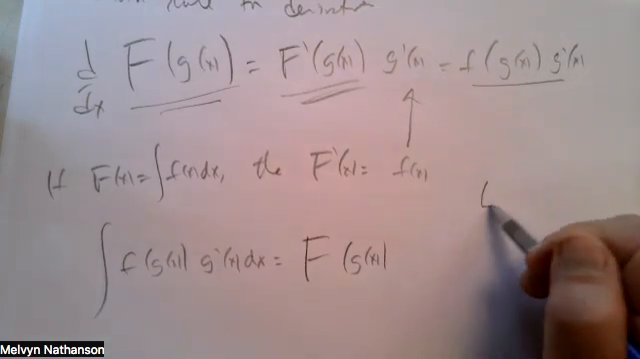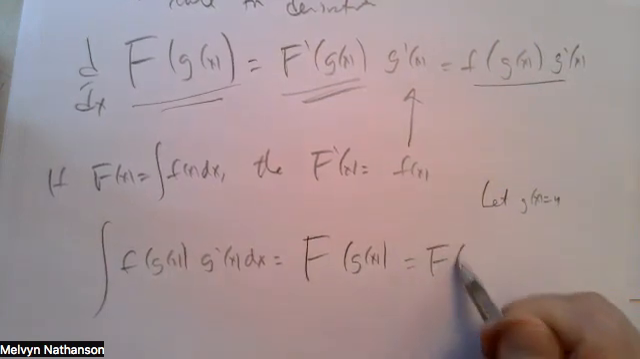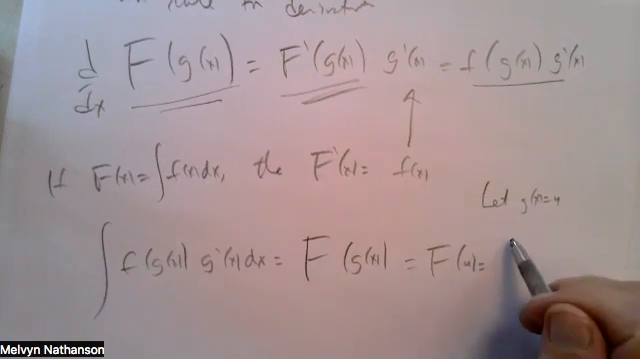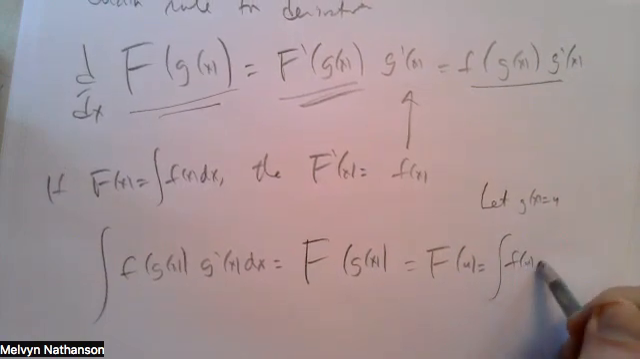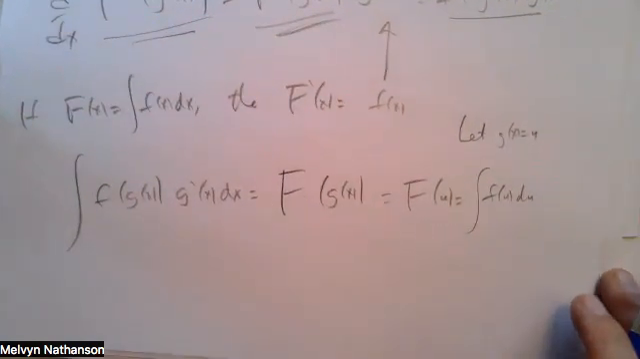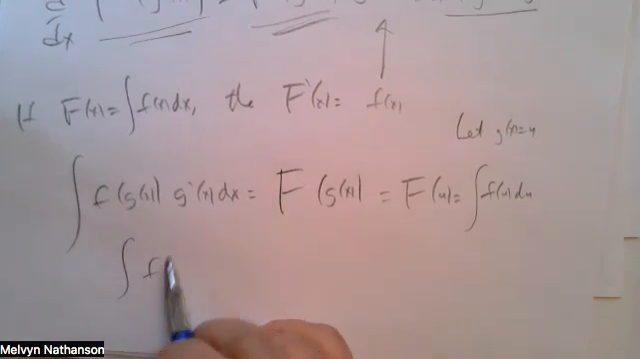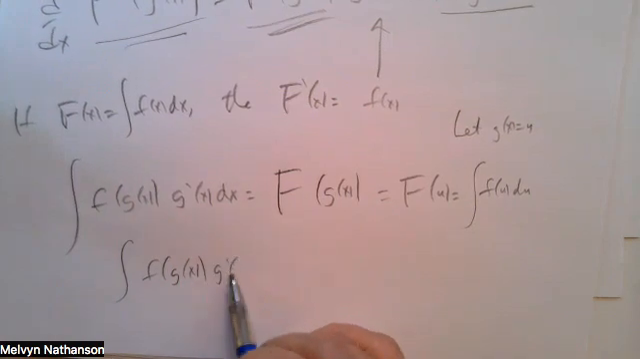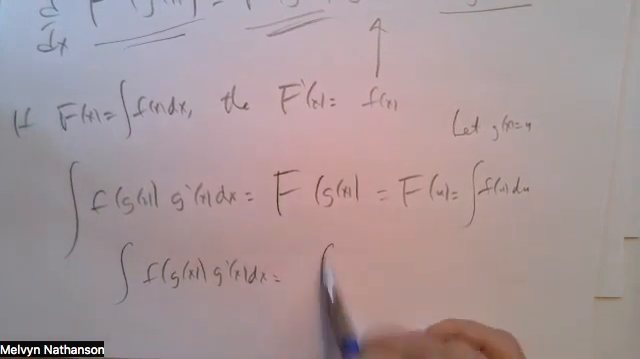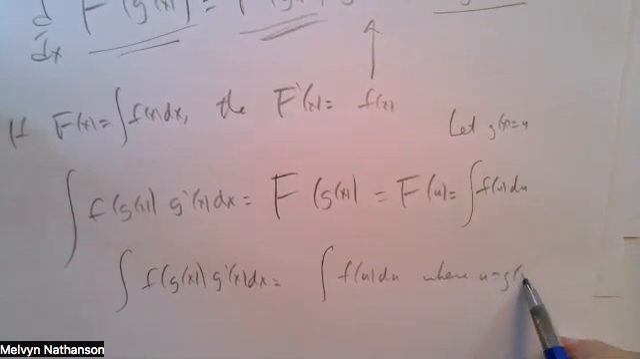Now, if we let g of x equal u, this is capital F of u, which is the antiderivative of little f of u du. So we have a formula. I'm introducing it today because it takes a while to understand this and be able to do it, and I want to spend several days with this method. So this says that the integral of f of g of x, g prime of x dx is the integral of f of u du, where u is equal to g of x.